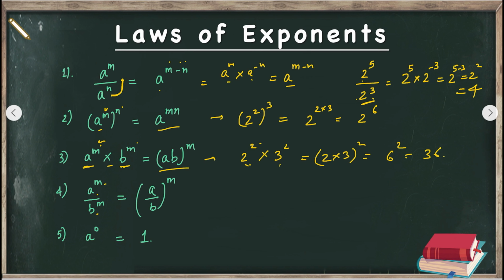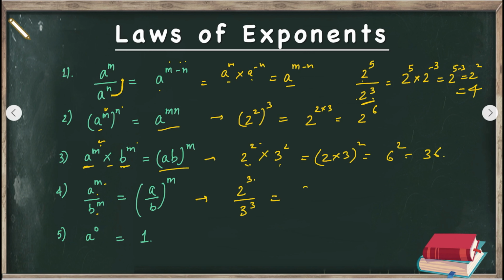Now next, we have a power m divided by b power m. Again, the base numbers are different but the powers are the same, so we can write this as a divided by b, and then the common power m. For example, if you have 2 power 3 and 3 power 3.